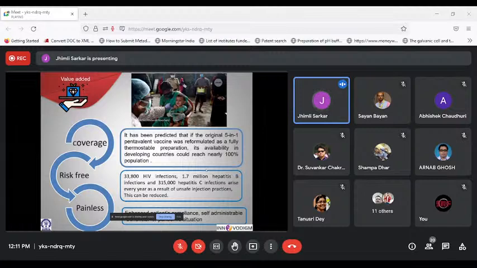The first and foremost necessity is coverage. It has been predicted that if the original 5-in-1 pentavalent vaccine was reformulated as a fully thermostable preparation, its availability will go up to 100%. So that is the main value we are going to add in the chain. It is also a risk-free vaccine administration procedure where no cross-contamination is possible, and also, as I have mentioned, it is painless and self-administrable.